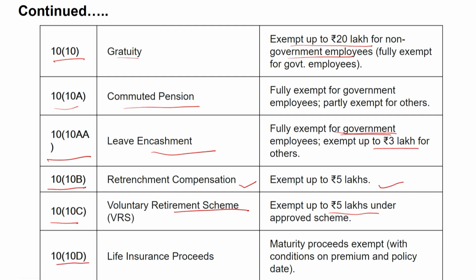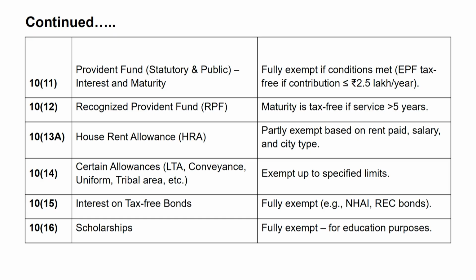Then comes section 10D, life insurance proceeds. So maturity proceeds are also exempted with conditions on premium and policy date. So you need to look into the conditions related to the policy and the premium dates. Accordingly, this income is also fully exempted.